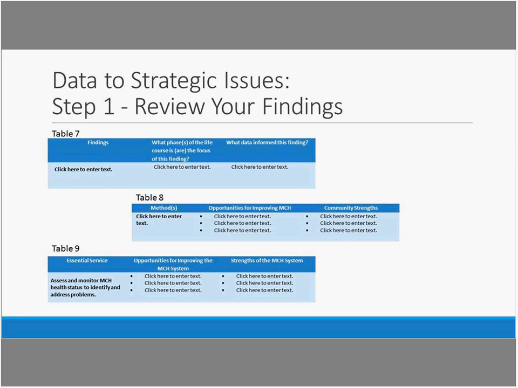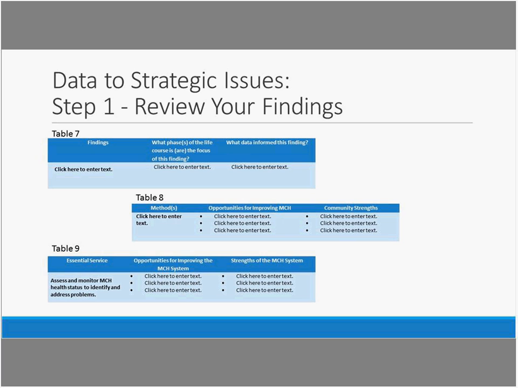In order to get to strategic issues, the first step in that process is to dive into your findings and really explore what they're telling you. You're going to have findings spread out across 3 tables in the template that we shared for this process. In Table 7, you'll have your findings around the community input process. In Table 8, you'll have your findings around the data that you explored that we sent or other data that you have available in your community. And in Table 9, if you completed the system assessment, you'll have some findings around that.